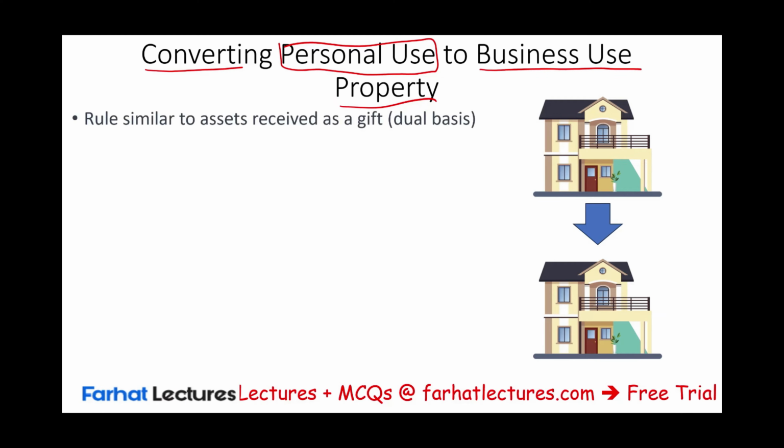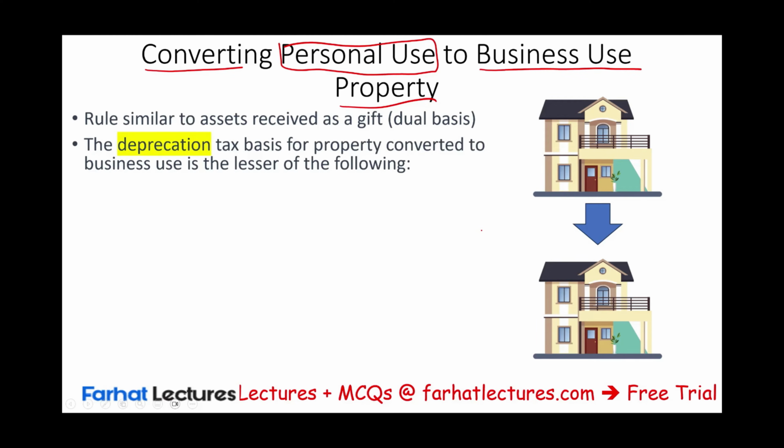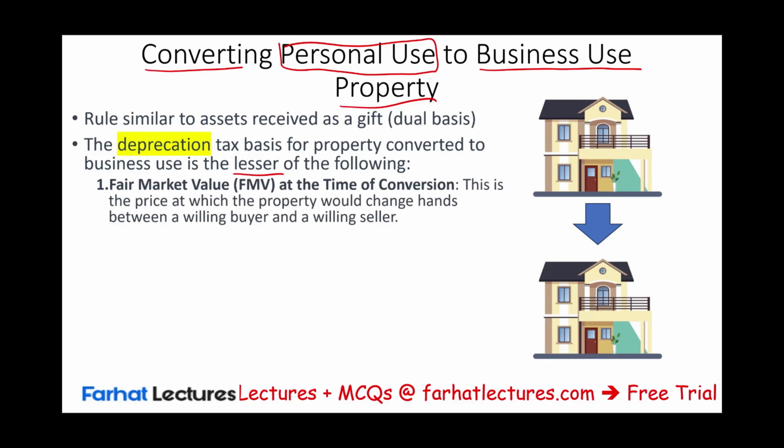The first thing I want to tell you is this. The rule is similar to assets received as a gift. I just want to set you up to kind of think about the dual basis. If you viewed the asset received as a gift, you're going to be familiar with this. So the depreciation tax basis for the property is the lesser of the following. For depreciation purposes, when I want to compute the depreciation, I'm going to look at the fair value at the time of the conversion.